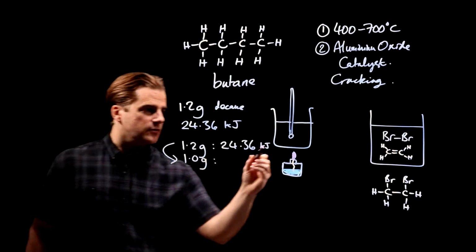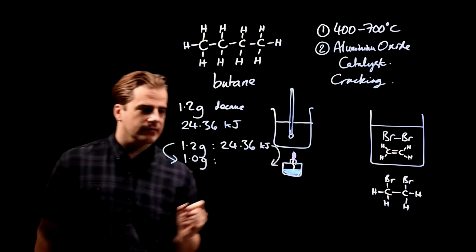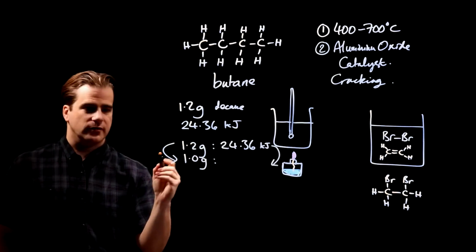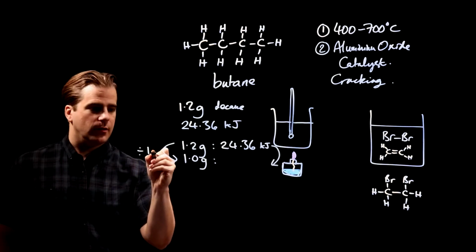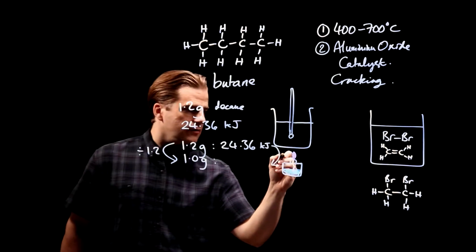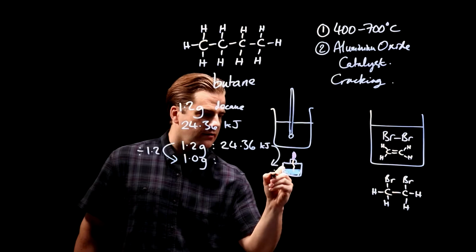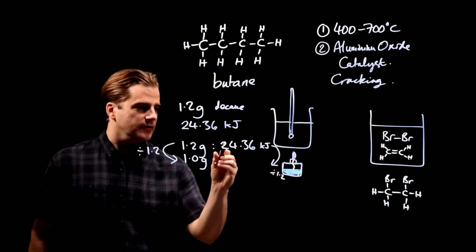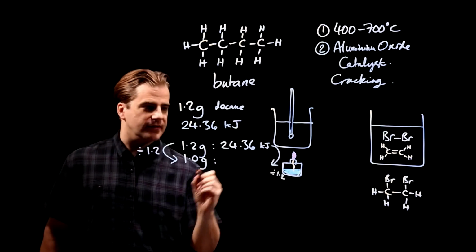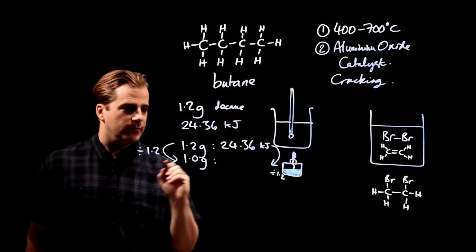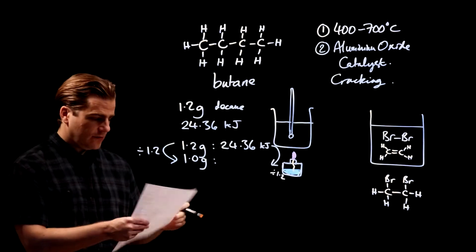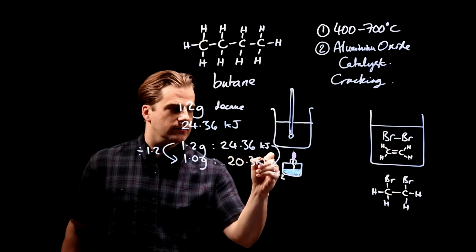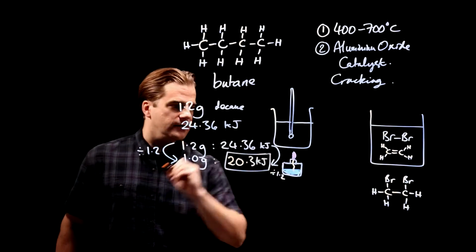So, ratios question, maths. What have we done to go from there to there? To turn 1.2 into 1, we've divided by 1.2. So, we do exactly the same here. We divide by 1.2. So, in your calculator, do 24.36 divided by 1.2 and you get 20.3 kilojoules. And that's the answer.